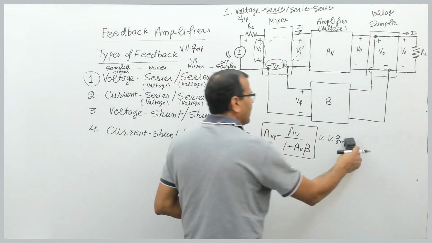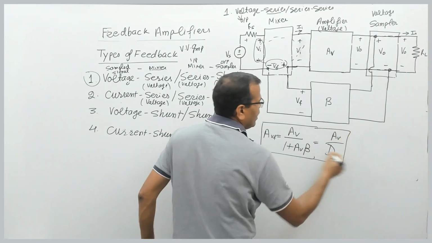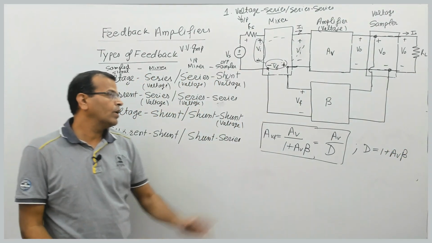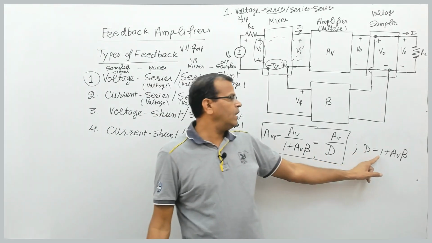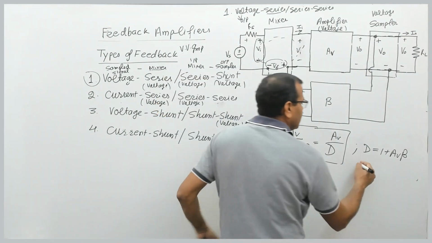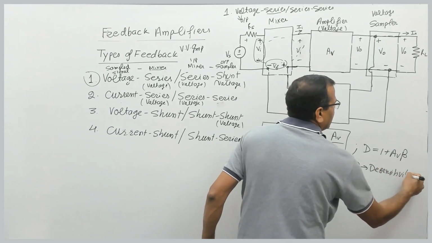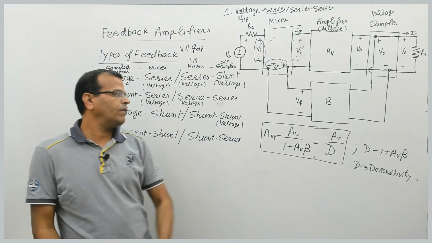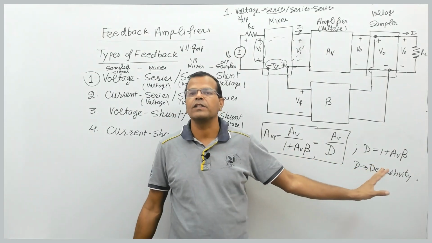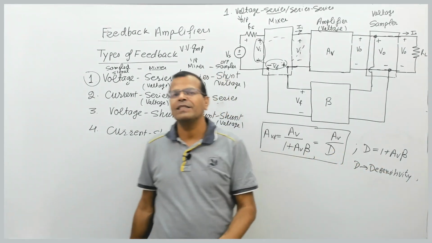Fine. So this factor, you can rewrite it like this: AV by D, where D is nothing but 1 plus AV into beta. So gain has reduced by factor D. D is 1 plus AV into beta, and this D is known as desensitivity. I hope you will remember this. So in the denominator, the factor 1 plus AV beta is called desensitivity. We will see the reason why it is called desensitivity at a later stage. But for the time being, remember the denominator factor D is known as desensitivity, right?